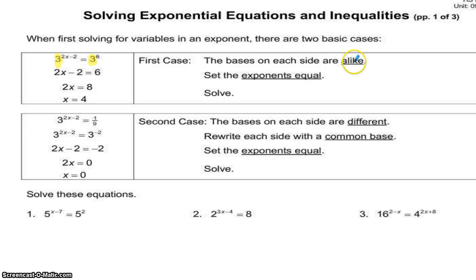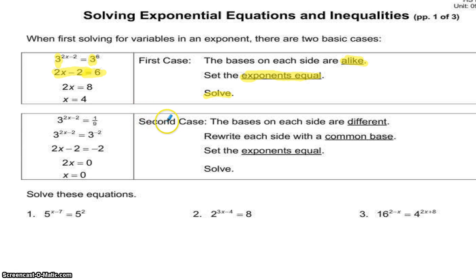If the bases are alike, you're going to set the exponents equal to each other, which they did here. They set the 2x minus 2 equal to the 6, and then they just solve for x by adding 2 to both sides and dividing by 2.